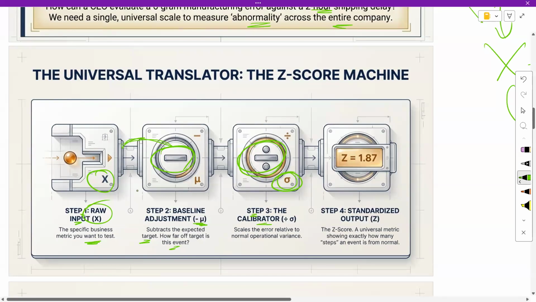So we found the differences between x and mu, and then we divide the differences by the standard deviation. Calibration scales the error relative to the normal operational variance. And finally, we get the z value. You see, the x value becomes z. So this is the process. Step 4, standardize output. The z-score is the universal metric showing exactly how many standard deviations an event is from the mean.